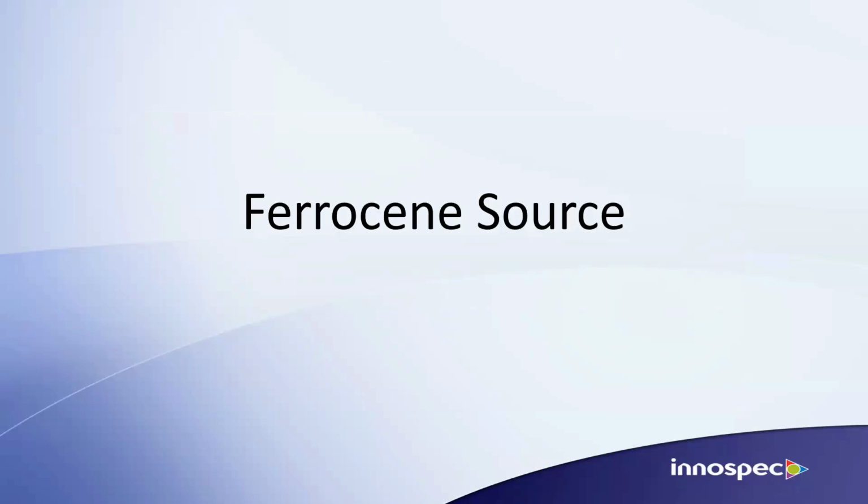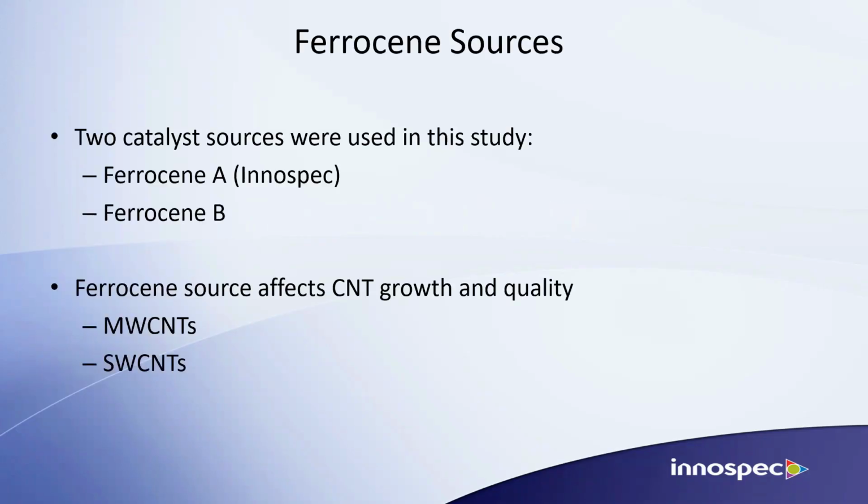So now we've selected ferrocene as our metallocene of choice, we will show how choosing the correct ferrocene source can impact the formation of higher quality multi-walled and also single-walled carbon nanotubes. So even when using the same metallocene, ferrocene can vary with the source, and this variability can influence both the carbon nanotube growth and the quality of the carbon nanotubes that are produced. So this study aimed to understand how the ferrocene source impacts this carbon nanotube quality.